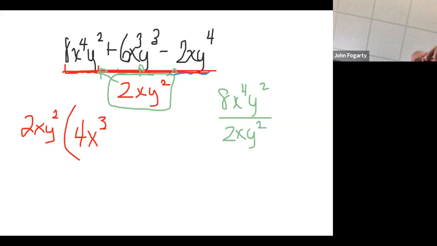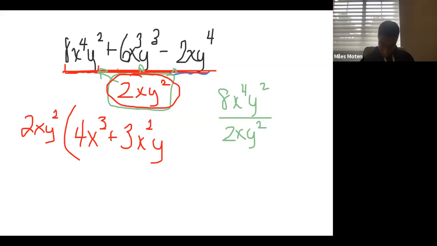What do you do to the exponents when you're dividing? You simply subtract. Now, I'm going to take 2xy squared and put it into 6x to the 3rd y to the 3rd. That's going to give me 3x squared y. Agreed? Yes, sir.